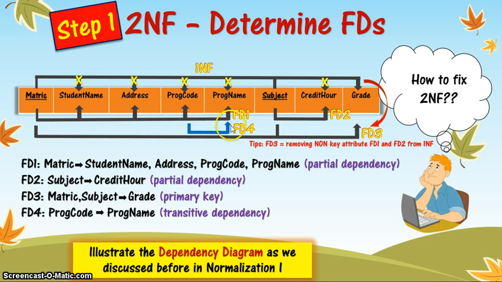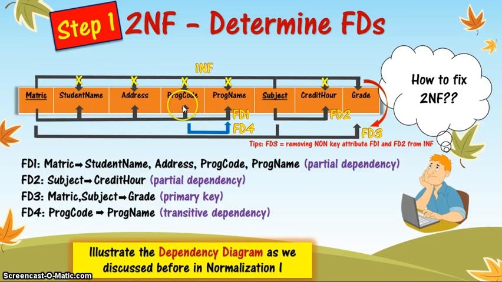So prop code determines prop name. So we can say that this is a transitive dependency. Okay, this is the primary key. This is partial. Anything that is dependent on a part of the primary key, we call a partial. If it depends on the entire primary key, we call it a fully functional dependency on the primary key. If a non-key attribute is dependent on a non-key attribute, we call it a transitive.